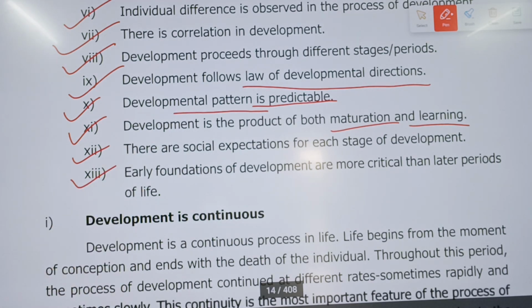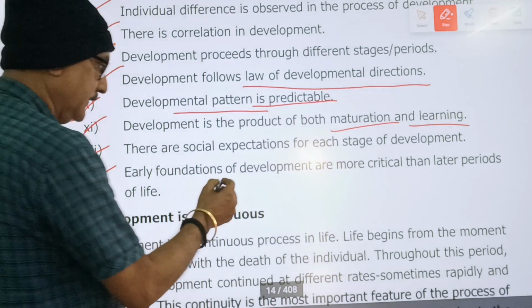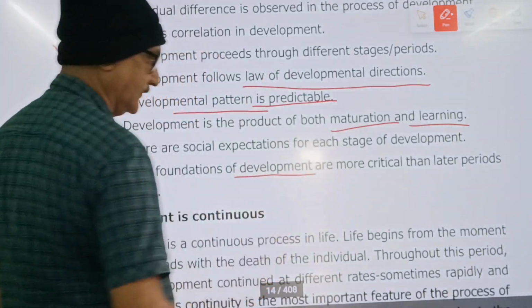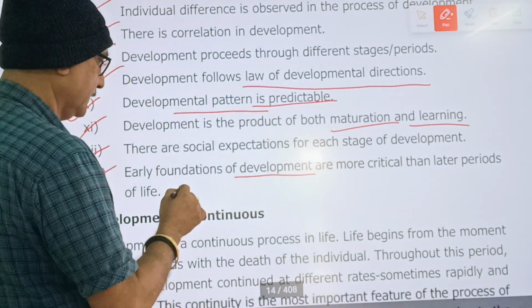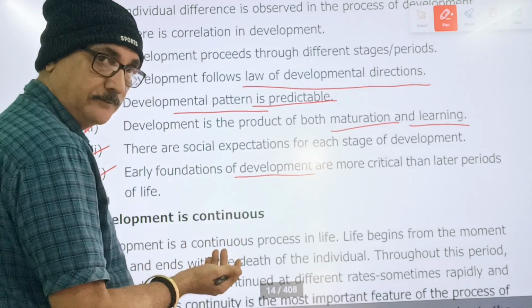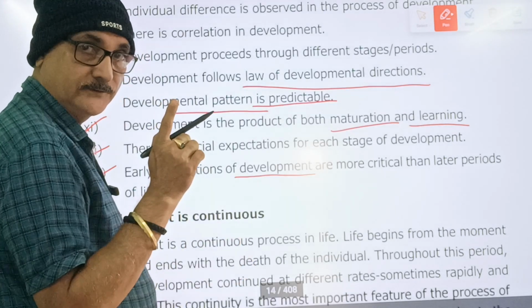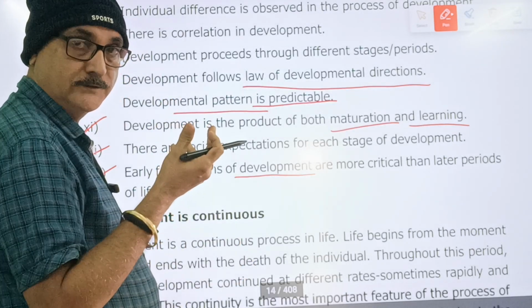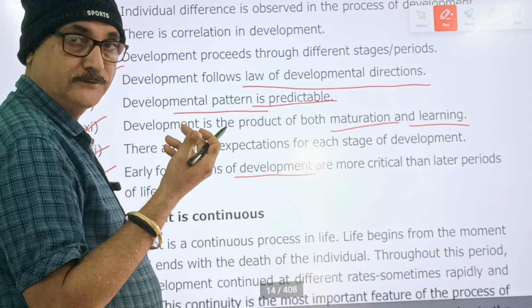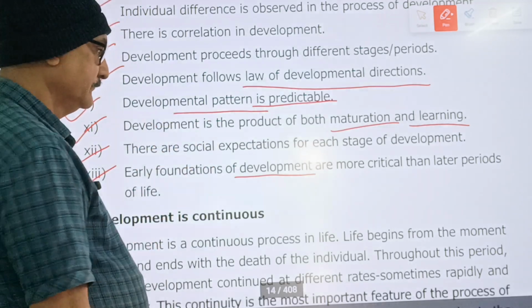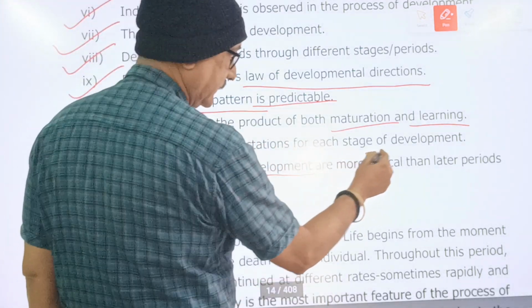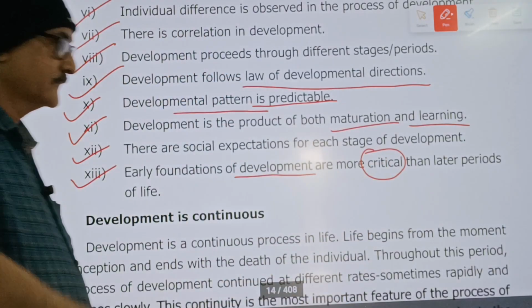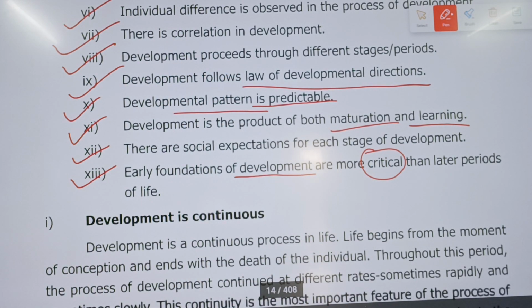Early foundations of development are more critical than the later period of life. See, development implies the mental process. And the mental process in the early period and the later period is quite different, as maturity and experience bring a change. That's why it is critical gradually in later periods than early periods.